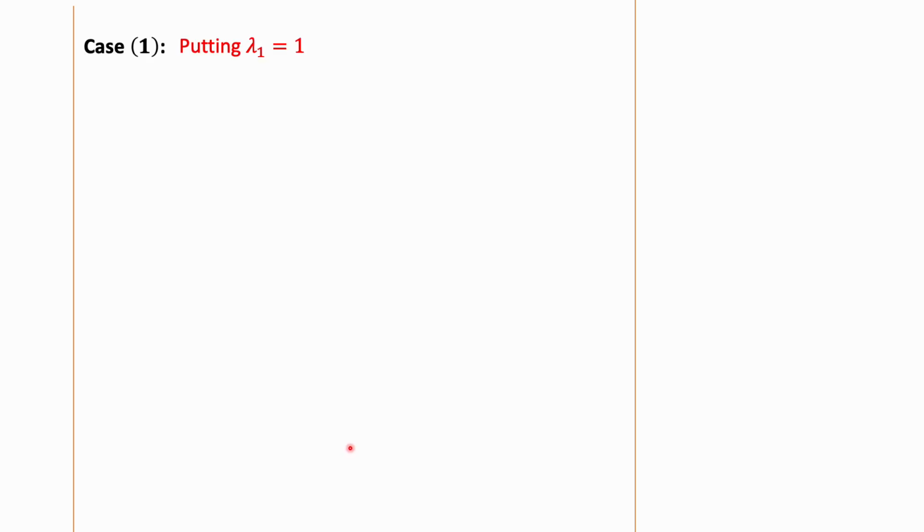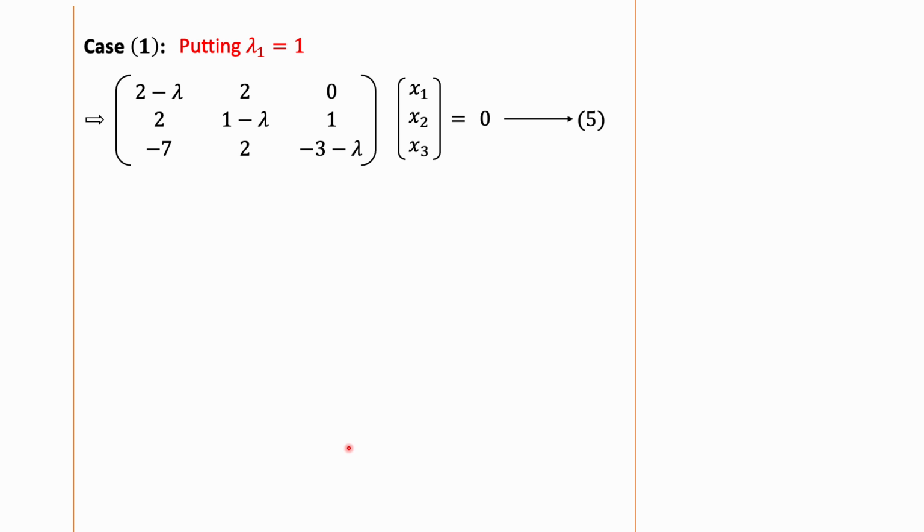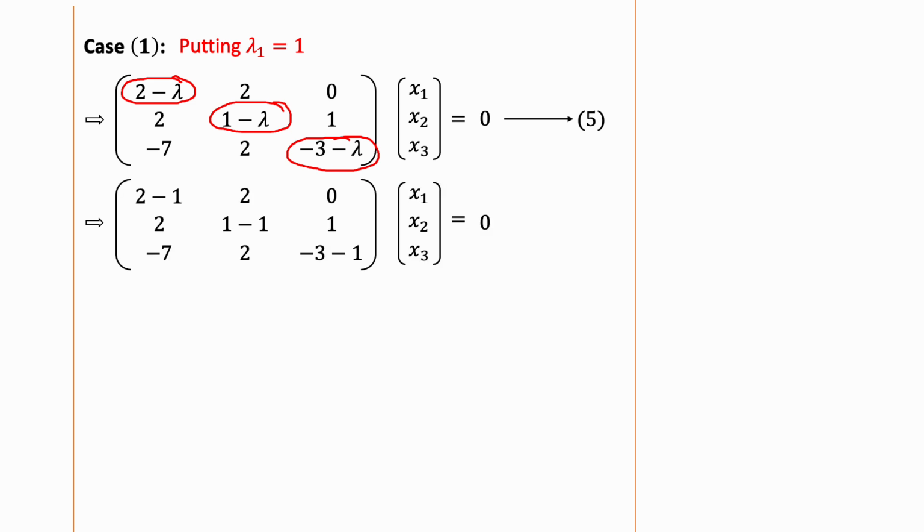Now case 1, putting lambda 1 equal to 1, that is, the eigenvalue is equal to 1, and this is my equation number 5, the general equation. Let me substitute the value 1 here. Wherever I have lambda, substitute that by value 1. I have 3 lambdas here: first in the first row, first element; second in the second row, second element; third in the third row, third element. In all these places, substitute 1. So you can see here, this is 2 minus 1, this is 1 minus 1, and this is minus 3 minus 1. So substituting the value of lambda in equation number 5, I get these new values.